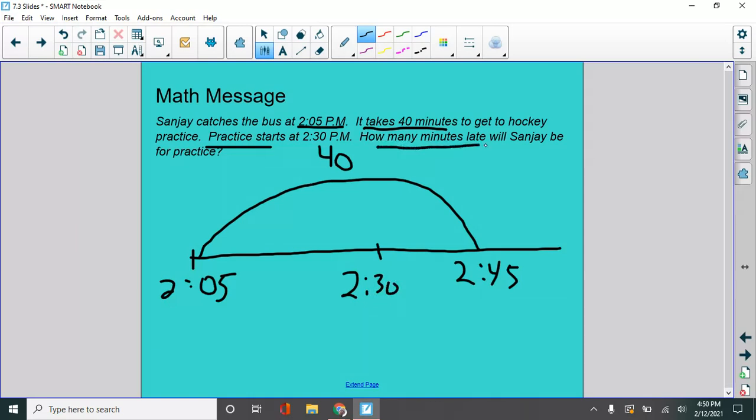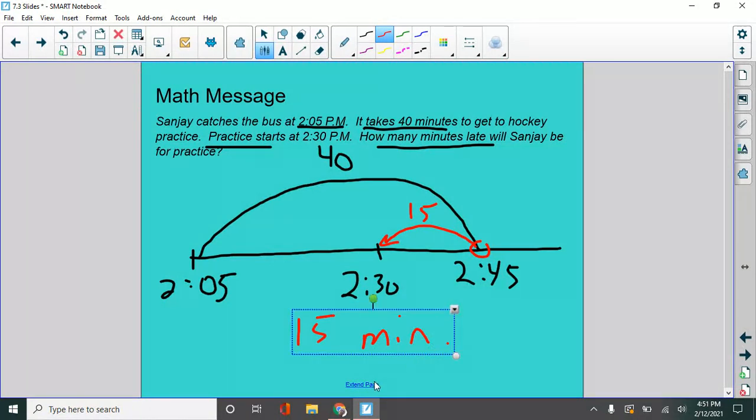How many minutes late? Oh, he's late. I do not like being late. He gets here at this time. He was supposed to get here at this time. So look and see. How many minutes late was he? He was 15 minutes late. In a complete sentence, Sanjay will be 15 minutes late for practice.